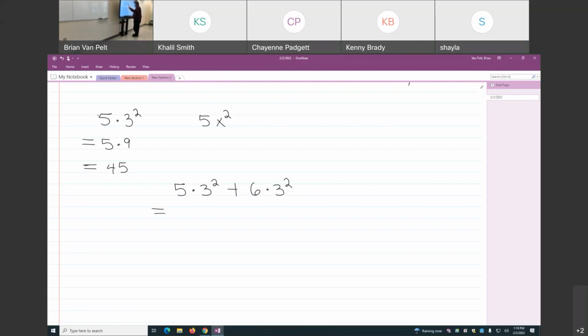Do you agree that I have 5 things plus 6 more of the same thing? How many things do I have total? I have 5 of them plus 6 more. How many of them are there? There's 11 of them. 5 plus 6 is 11. This happens to be 11 times 3 squared. What is 3 squared?